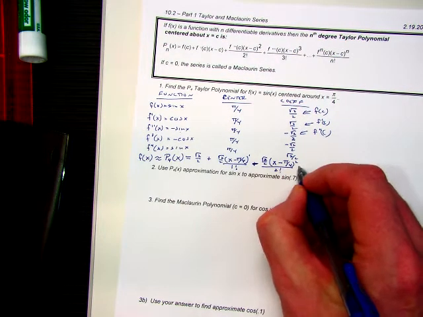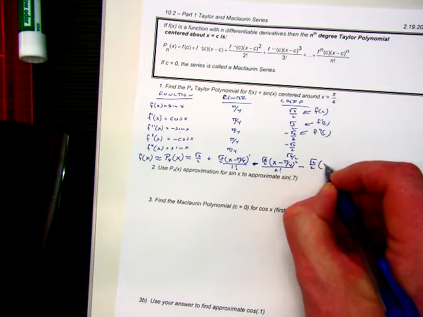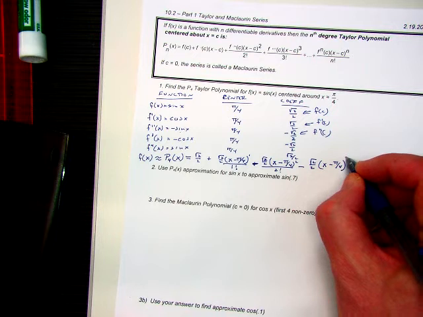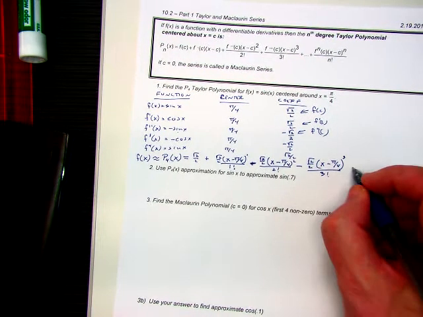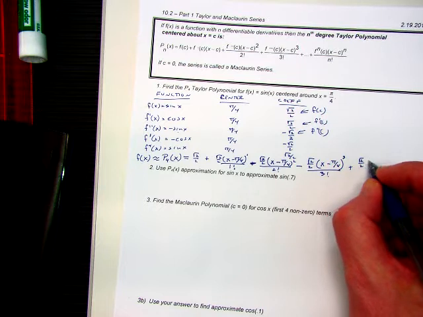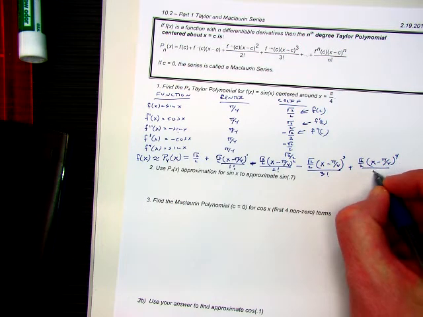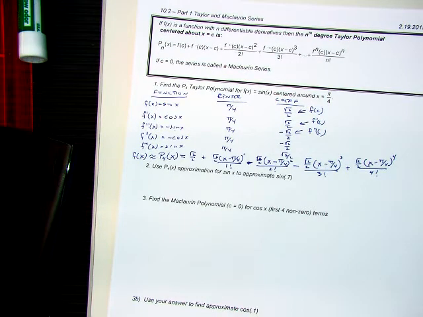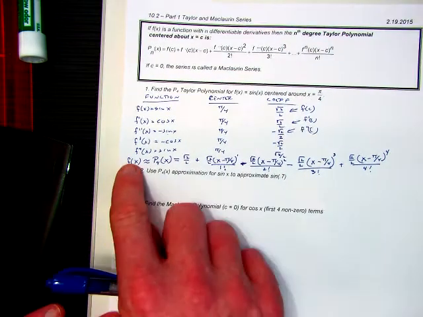My next one is negative root 2 over 2 times x minus pi over 4 to the third power over 3 factorial. And then my last one would be root 2 over 2 times x minus pi over 4 to the fourth, all over 4 factorial. Okay? All right. So that is our 4th degree Taylor polynomial centered at pi over 4. Okay, and that is known as the Taylor polynomial.